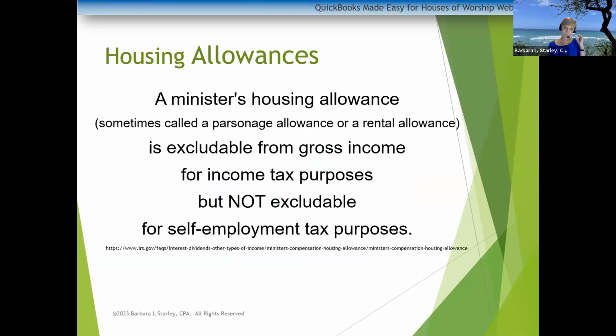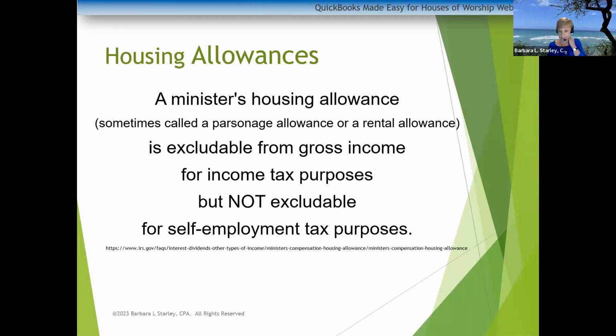Okay. I'm going to read this because I think it's really important: a minister's housing allowance, sometimes called a parsonage allowance or a rental allowance, is excludable from gross income for income tax purposes, but not excludable for self-employment tax purposes. This comes straight off the IRS website. I even gave you the URL, so that you can go in and read that for yourself.